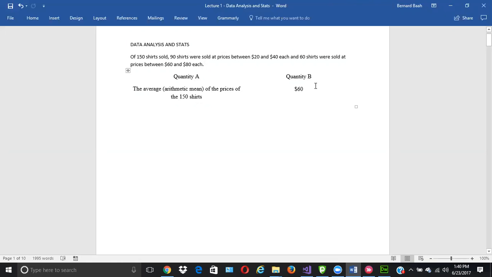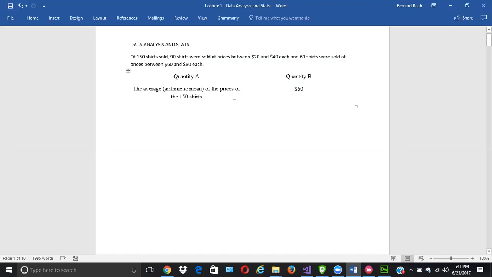shirts with 60. Well, technically, if you know how to calculate a weighted average, you could calculate the average of the 150 shirts, with the 90 shirts sold at the lower price and the other 60 shirts sold at the lower price, and calculate a weighted average that way. But that's going to take more time than you might have allocated for this problem. So let's think about a quick way to solve this.